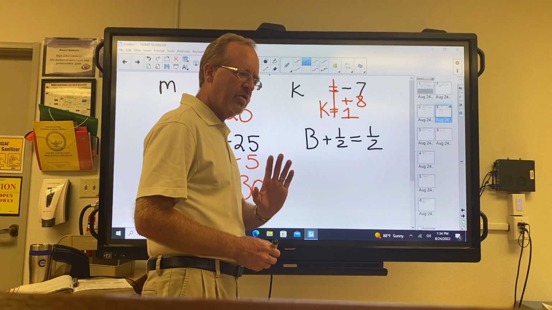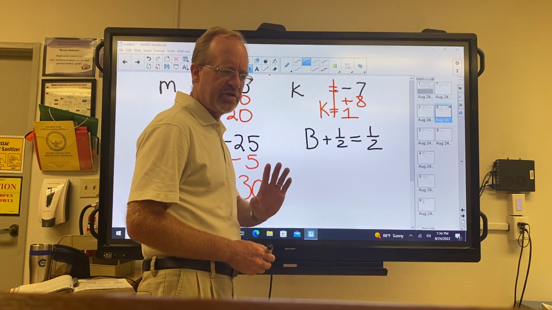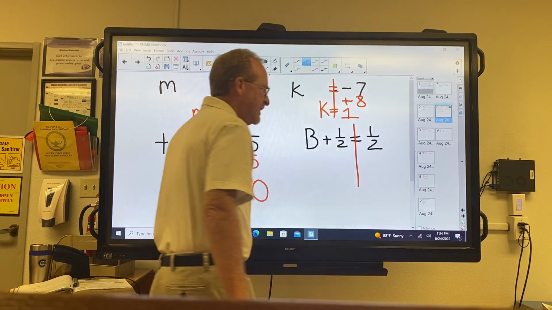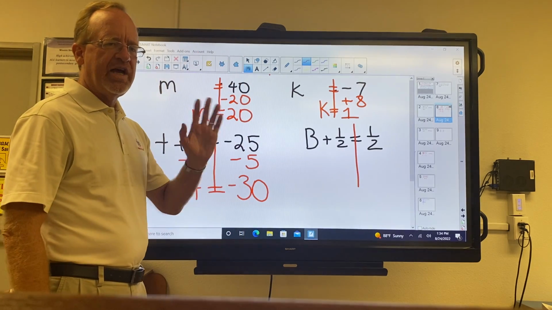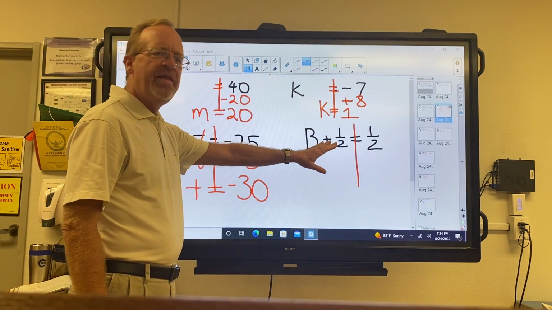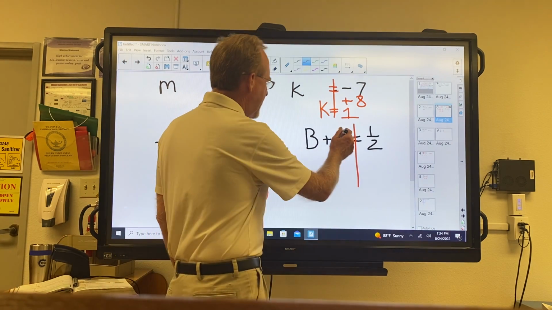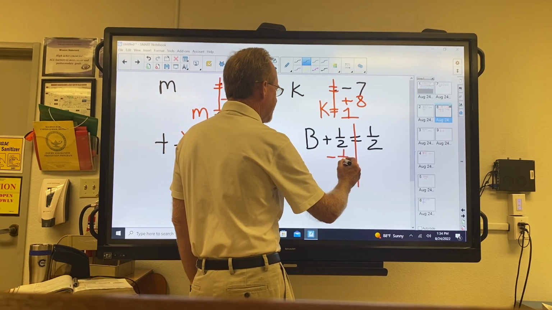Fractions, ew, almost as frightening as algebra. We do not do anything different when we face off against fractions. Handle it the same way. Put that there. If you do it to one side, you do it to the other. I don't want that half on this side. I want it out of there. So 1/2 positive, I'll just subtract.